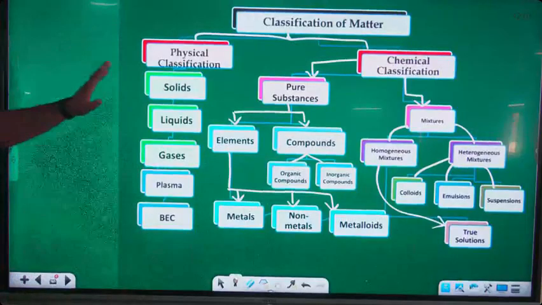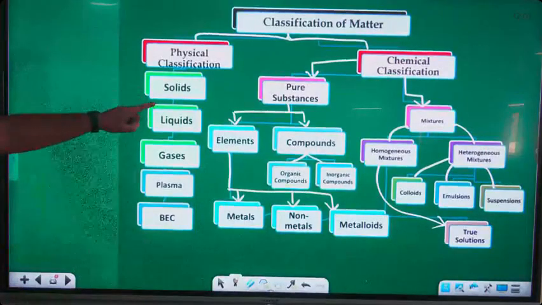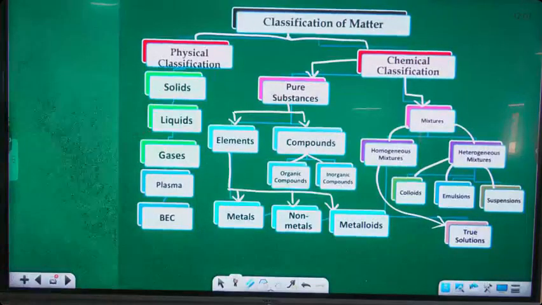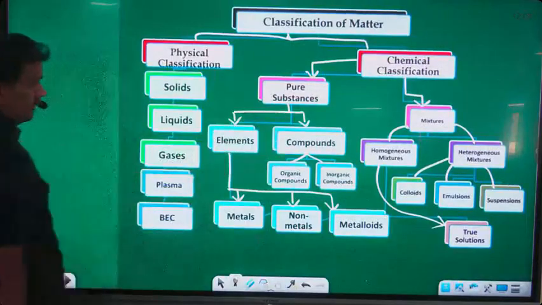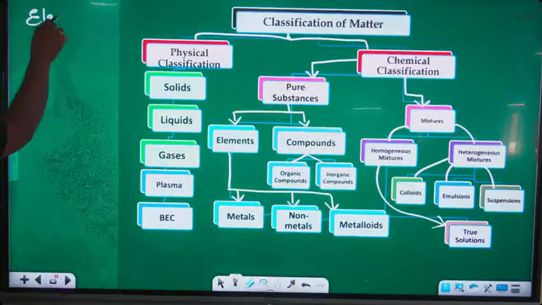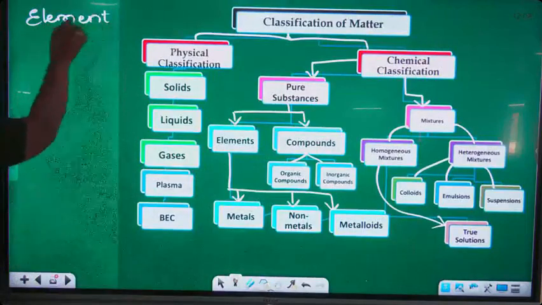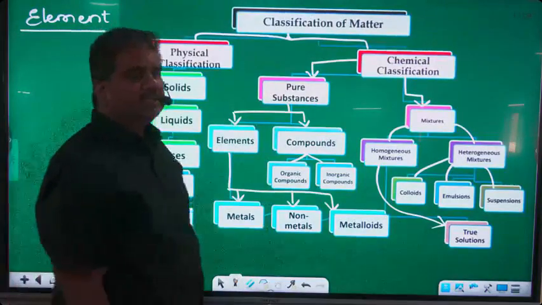Then come to the chemical classification. Now, in case of chemical classification, we're talking about two things. One is pure substances, the other one is mixtures. In pure substances, we have elements and compounds. First thing, what is an element? Now, in case of the periodic table, how many elements do we have?